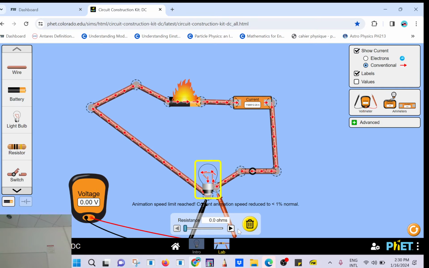Now if I increase the resistance even more, so now I go to 20. Okay, so that's a resistor of 20. So you see, I decrease the current even more, and you can barely see the light bulb. It's there, but it's very dim. Okay, that's because the resistor here is taking all the voltage drop. So you never have that in a house.